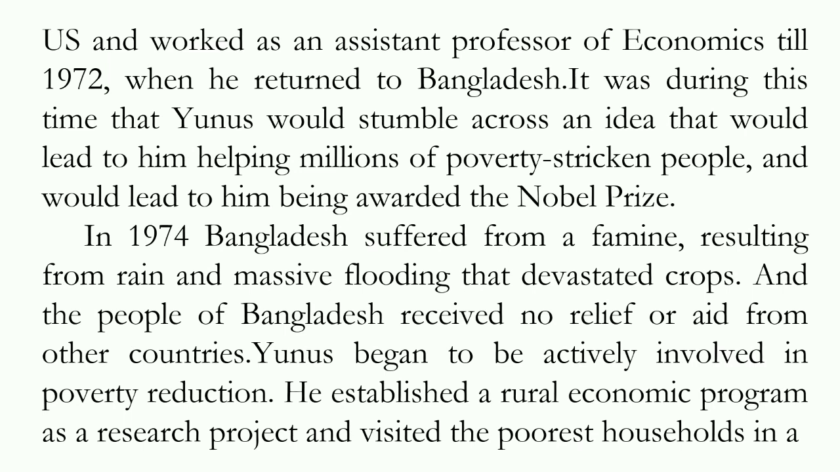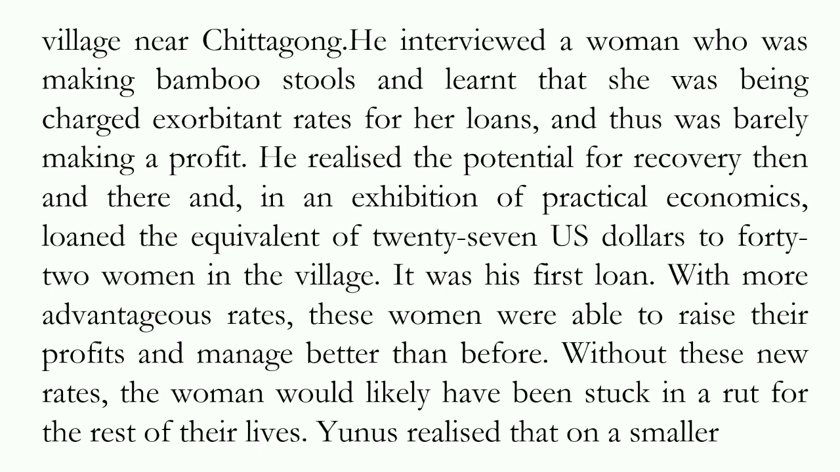In 1974, Bangladesh suffered from a famine resulting from rain and massive flooding that devastated crops, and the people of Bangladesh received no relief or aid from other countries. Yunus began to be actively involved in poverty reduction. He established a rural economic program as a research project and visited the poorest households in a village near Chittagong. He interviewed a woman who was making bamboo stools and learned that she was being charged exorbitant rates for her loans and thus was barely making a profit.